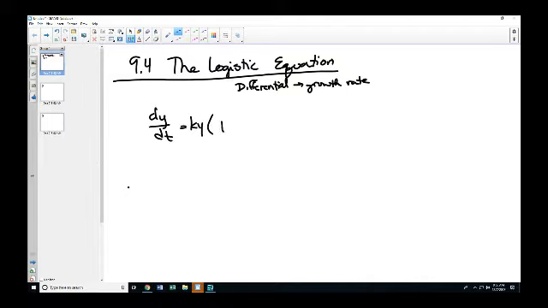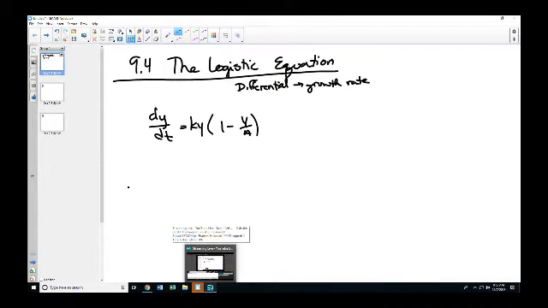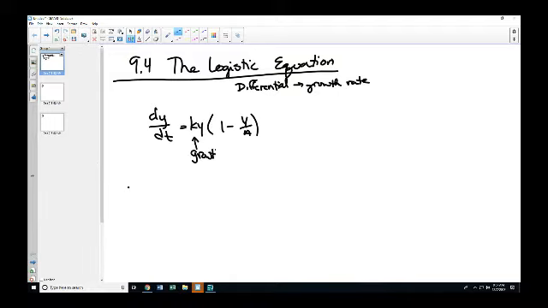Is K another constant? Yeah. K is a constant, and so is A. Is that Y over A? Yeah, it is. K is the growth constant. And then A, in the best sense we can put it, is carrying capacity.